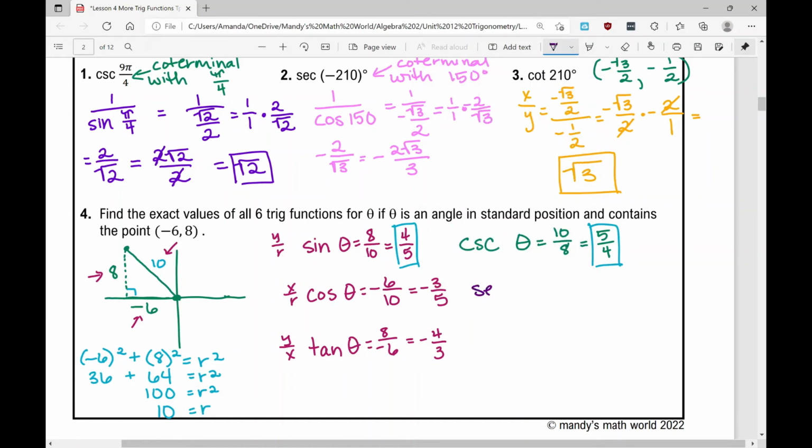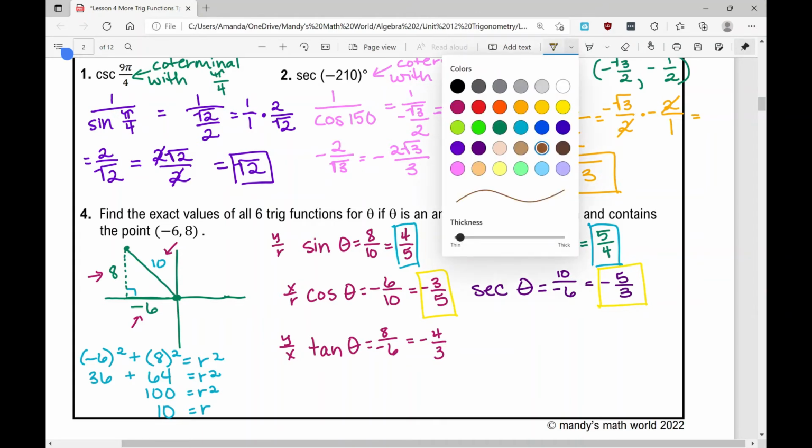The secant of theta is the reciprocal of cosine. The secant, instead of x over r, is r over x, which is 10 over negative 6. That's going to be negative 5 over 3. And as you can see, these are reciprocal values, right? We're not changing sign. Reciprocal is just you flip it.